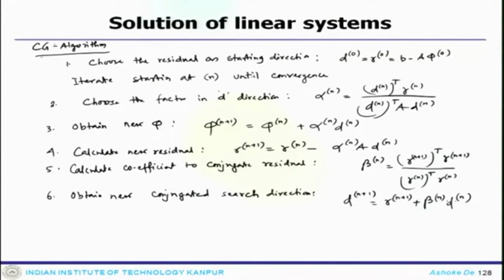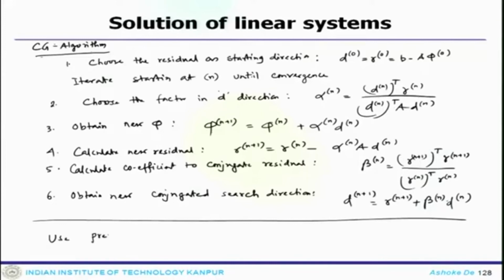So, this is how you obtain the calculations. One important thing is that in this class of methods, if you use a preconditioner, it can actually improve the convergence rate. That is where one can see the utility and applicability of the preconditioner, which is also very handy in the CG algorithm.